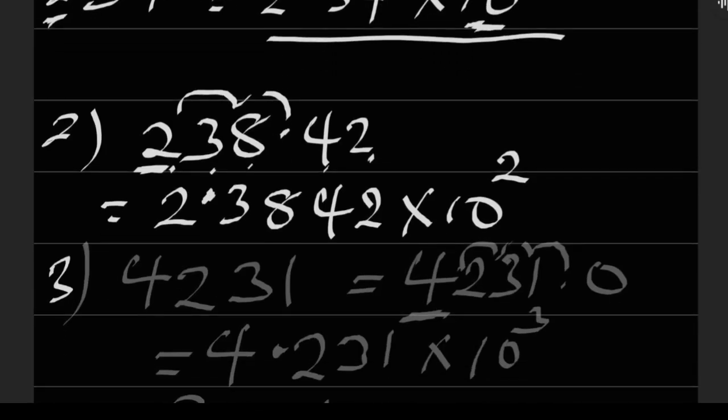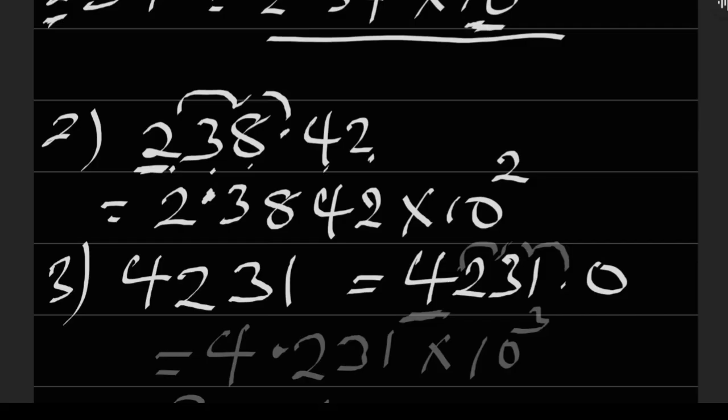Example 3. Express the number 4231 in standard form. The point is not written there, but I've said it earlier: if the point is not written, consider the point to be at the extreme end. That is to say, 4231 is the same thing as 4231.0. So let's move the point till the point falls before the first significant figure.